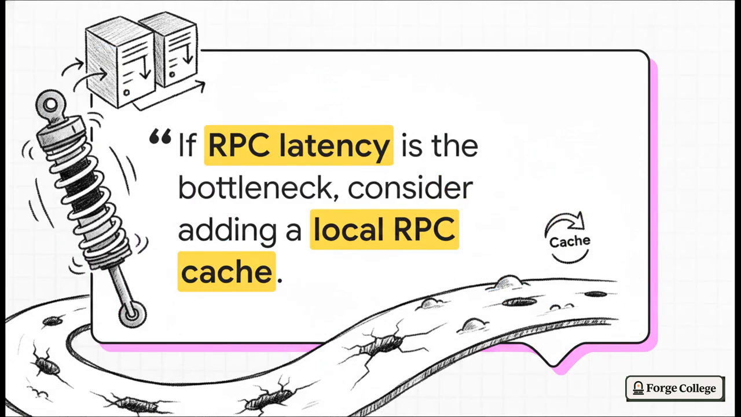And that leads us to our first actionable remediation step. If your metrics prove that RPC latency is your bottleneck, you should consider adding a local RPC cache or a secondary fallback RPC provider. Think of this like adding a heavy-duty shock absorber to our vehicle. By caching those frequent read requests locally or gracefully failing over to a backup node when the primary chokes, we smooth out those testnet potholes and we keep our API humming along without dropping any user requests.